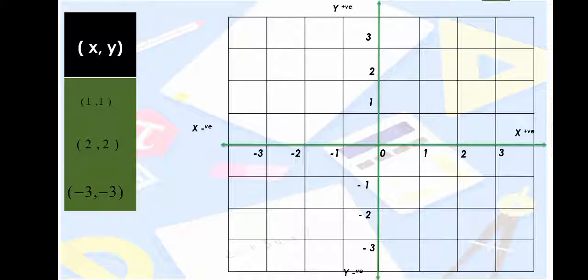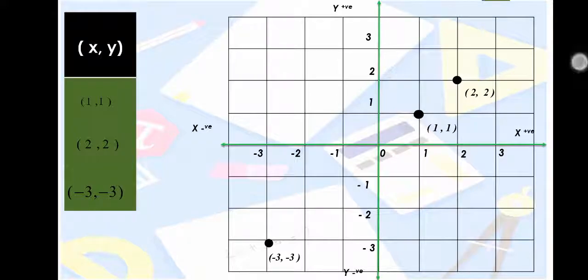First is 1 and 1. The value of x is 1 and the value of y is 1. So 1 and 1 are intersecting on this point. Mention the ordered pair. 2 and 2 are intersecting on this point. So mention the ordered pair 2 and 2. Minus 3 and minus 3 are intersecting on this point because minus 3 is the value on the negative x-axis and minus 3 is the value on the negative y-axis.